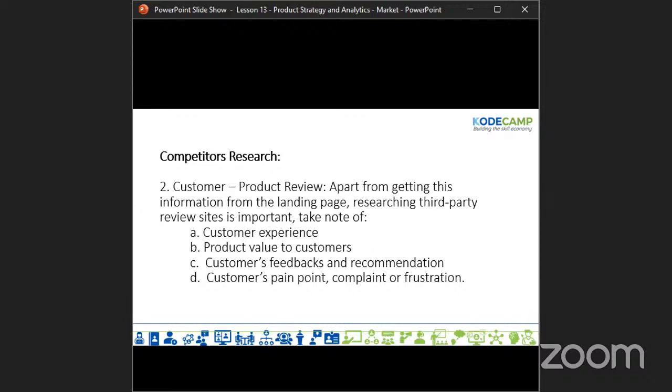Then the product value to the customer. Product benefit and value may be different from what the customer sees. Wow, I hope I was not too fast. Sorry, I cut myself. I want to know how the customers view this product. Also remember the product perception.